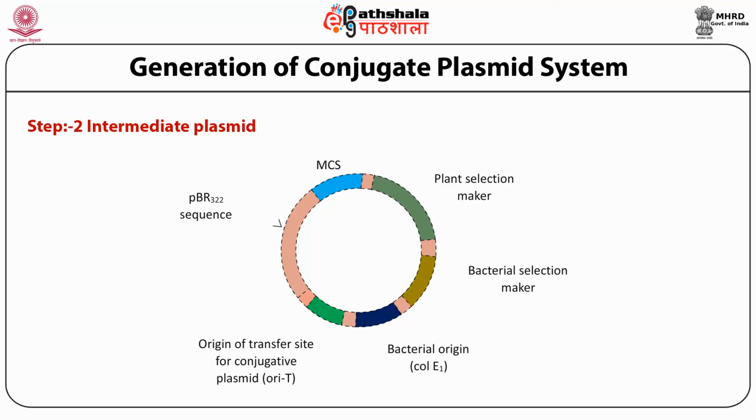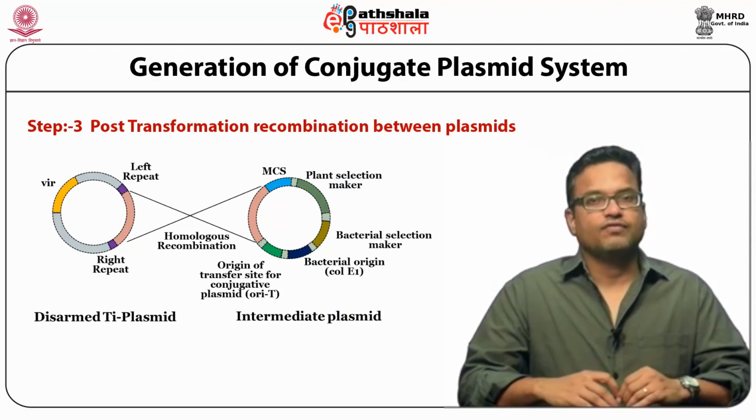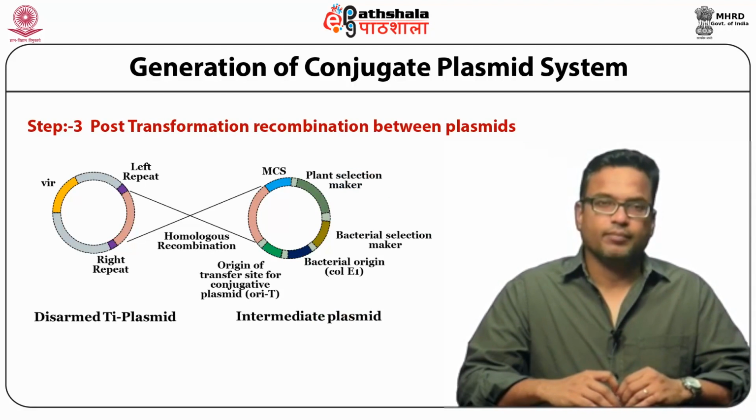So this intermediate plasmid is relatively big in size compared to the disarmed plasmid, and upon recombination this will make a single plasmid by replacing the pBR322 sequence here with the disarmed Ti plasmid sequence. So this is the generation of the conjugate plasmid system.